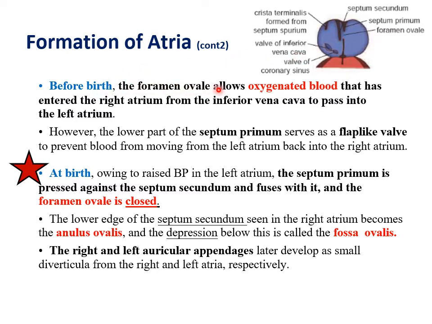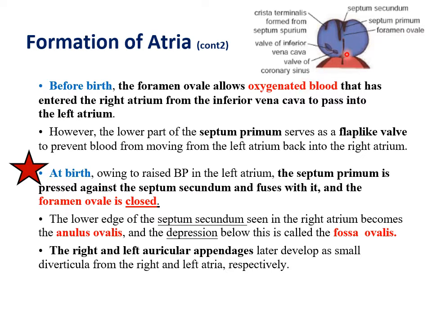Before birth, the foramen ovale allows what? What was the function of this foramen ovale? During in utero life, it is very important to keep it patent, because the blood coming from the inferior vena cava is oxygenated blood and will be shifted to the left atrium because of the higher pressure in the right atrium than the left atrium. So oxygenated blood will go to the right atrium from the inferior vena cava and pass into the left atrium.